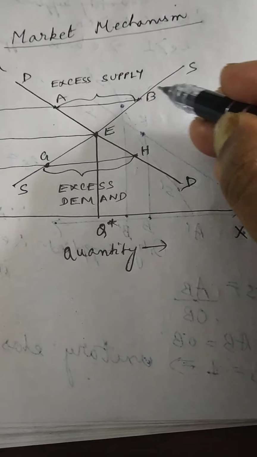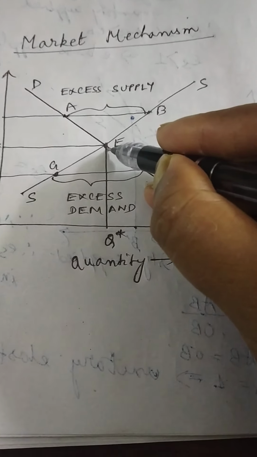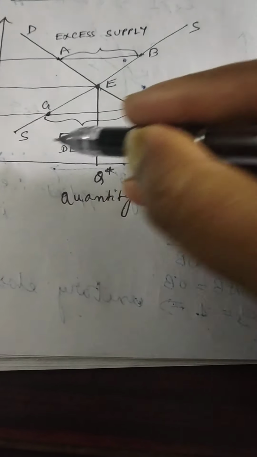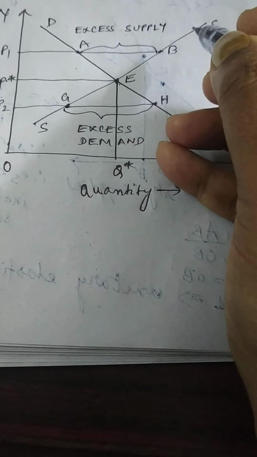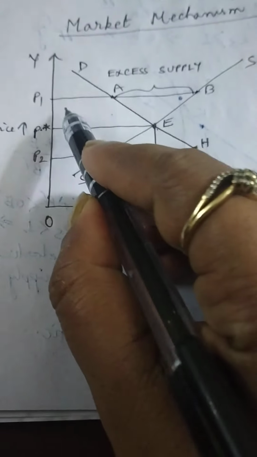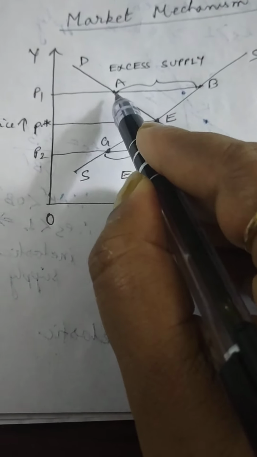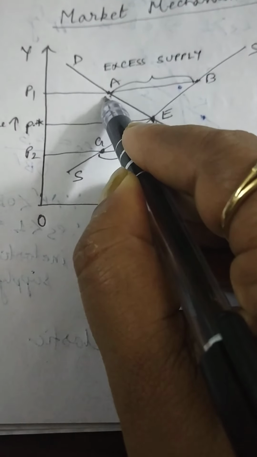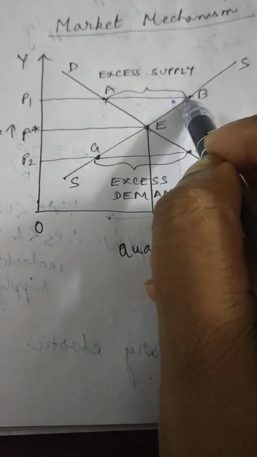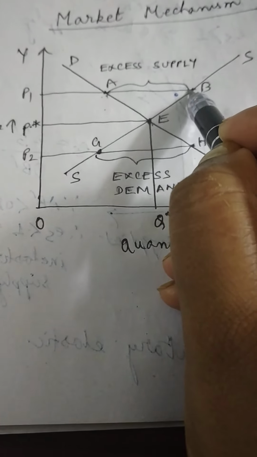That means equilibrium E will be attained at the point where the demand curve DD intersects with the supply curve SS. Now suppose let the price be P1. At P1 you see demand is still here, P1A, and supply is till here, the point which is touching the supply curve, say B.